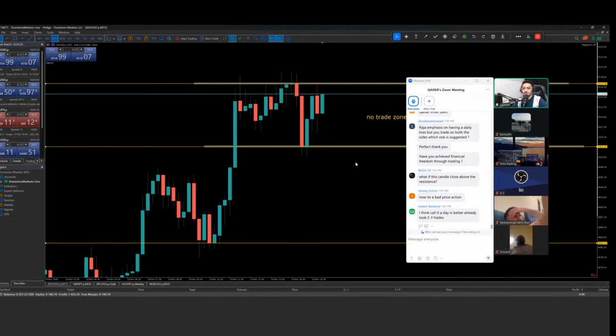What if the candle closes above the resistance? What will happen? You will see. If it closes above the resistance, we are going to take a buy. Now it's bad price action. We'll see. I think call it a day. Yeah, go ahead, it's your decision. You can close the chart. It's a death zone maybe, exactly.